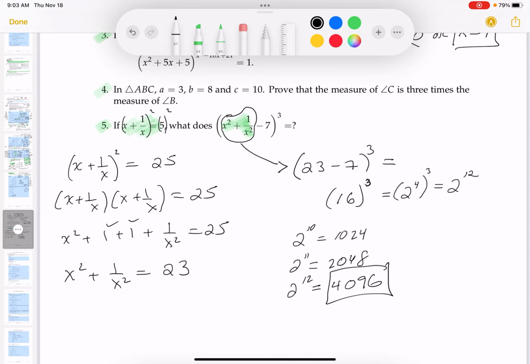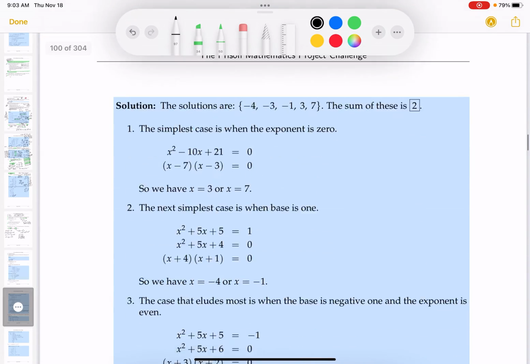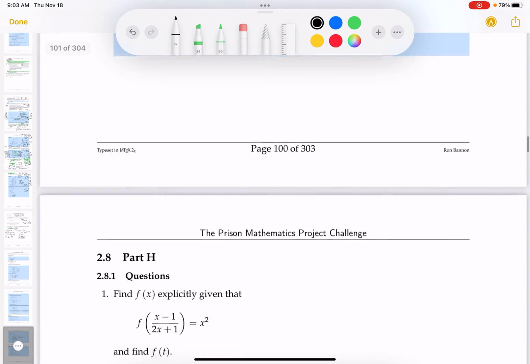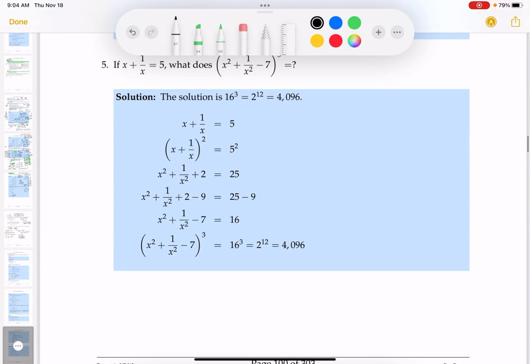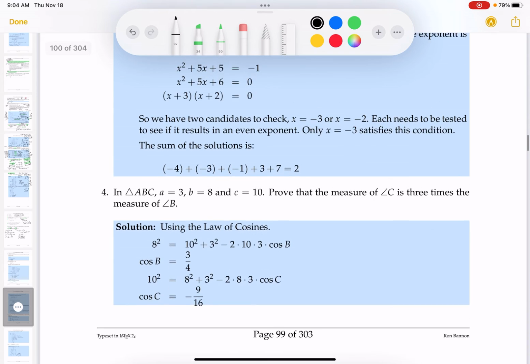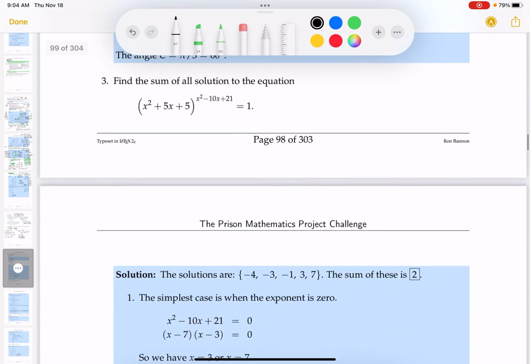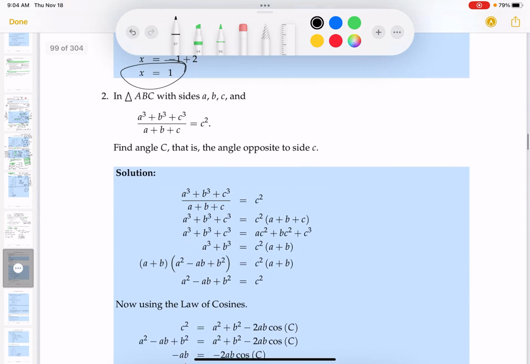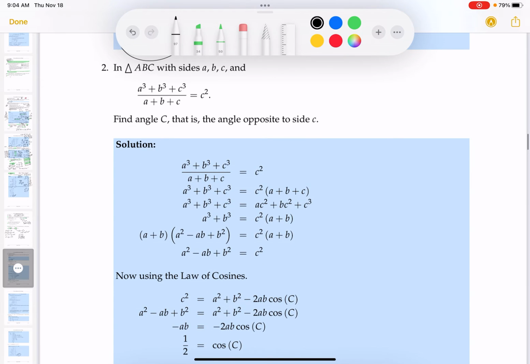Okay, let's look at the key, see how we did. We're looking at problem number 5 now. Whoops, I went too far. Yeah, right there. All right, we did okay. All right, so what I'm going to do now is I'm going to cut to the chase, and we're going to start doing problem number 2 now.